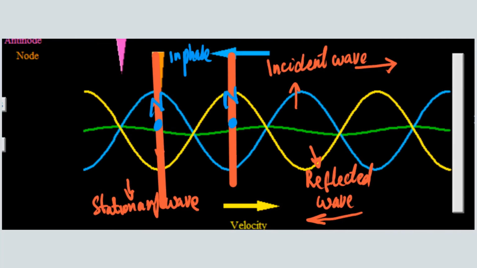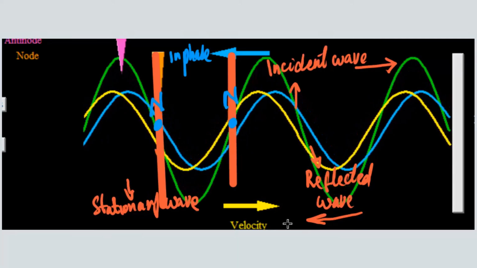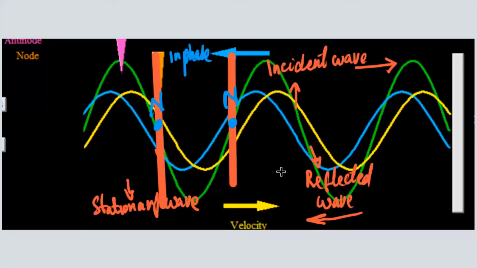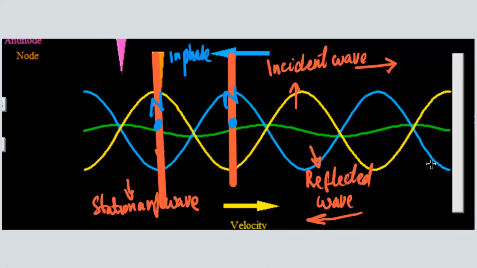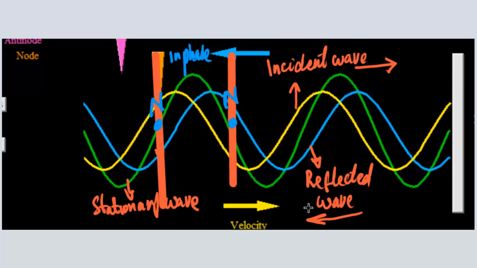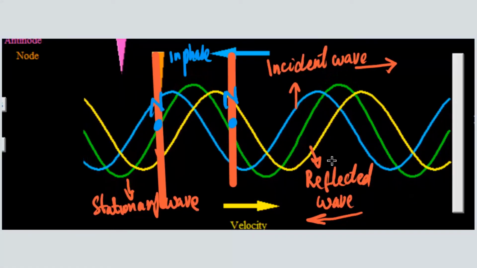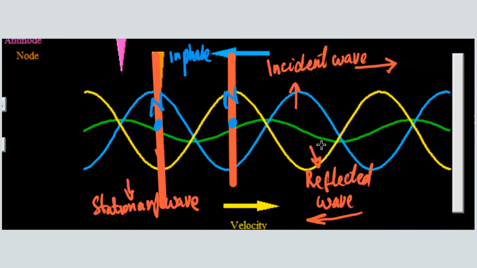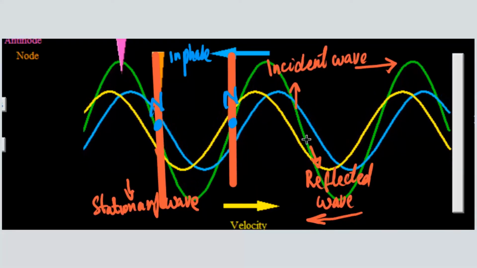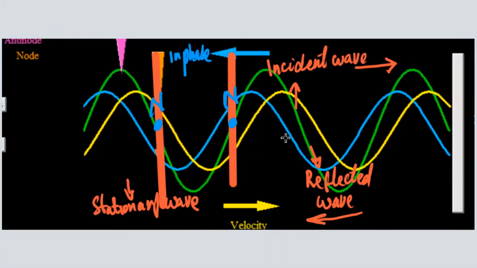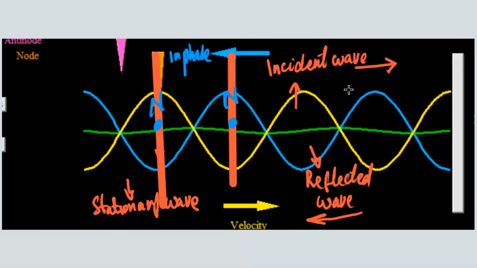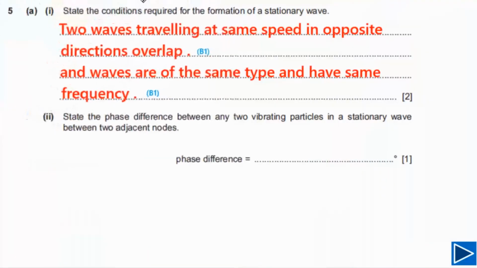Let's see all the waves again now. You can see how incident and reflected waves overlap and form the stationary wave. So incident and reflected waves have to be of the same type. They should have the same speed in the same medium, and the same frequency, and they need to overlap, and they need to travel in opposite directions. This is how we can write down our answer for part A1.